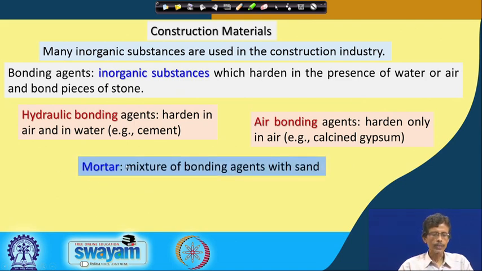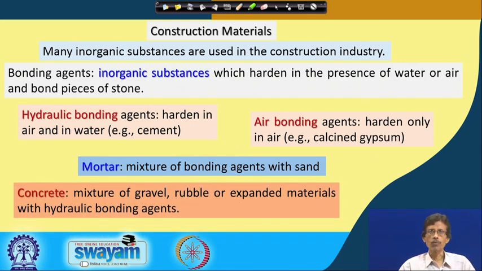Then how do we get the corresponding mortar? Mortar is a very important material for making concrete. It is a mixture of bonding agents with sand. You mix cement or calcined gypsum with sand, and you get a mixture or slurry. It is basically some kind of a gel or sol, so the sol-gel process is also helpful when you get this as the mortar. Term-wise, these definitions are important: what is hydraulic bonding, what is air bonding and what is mortar.